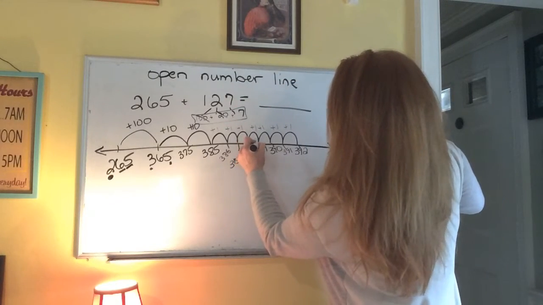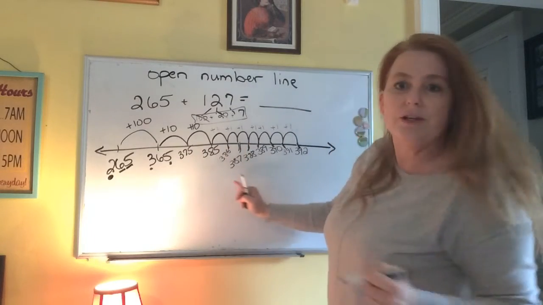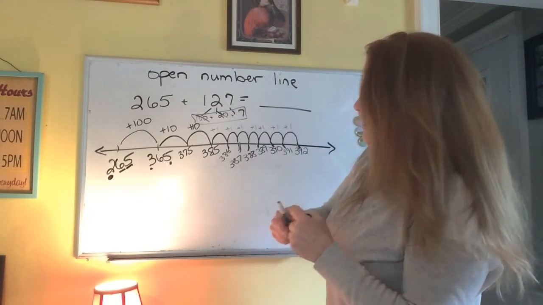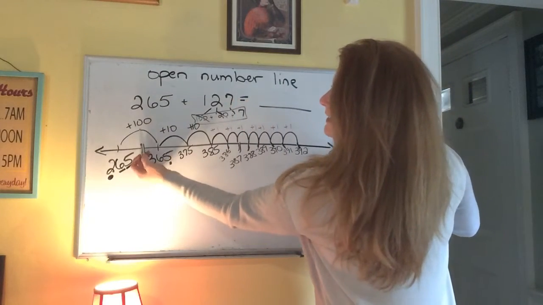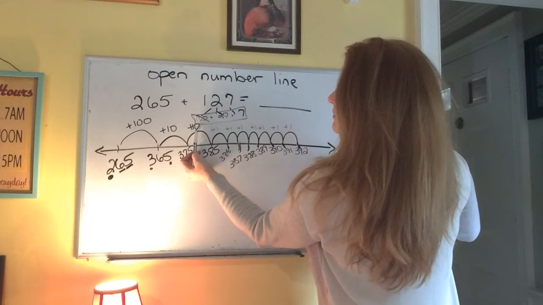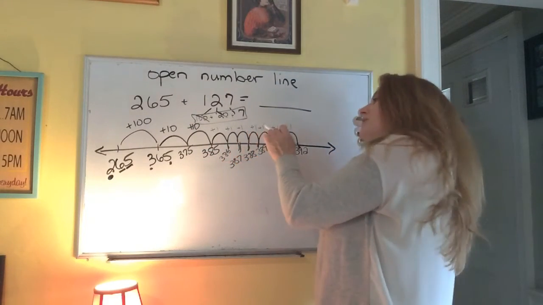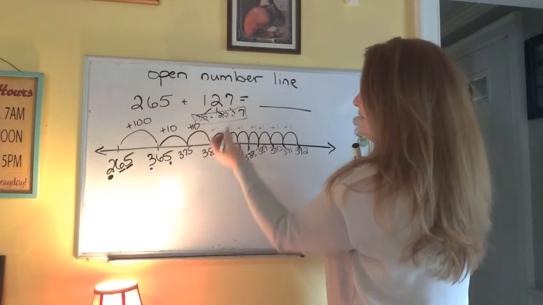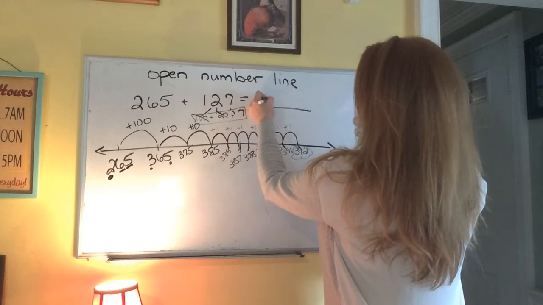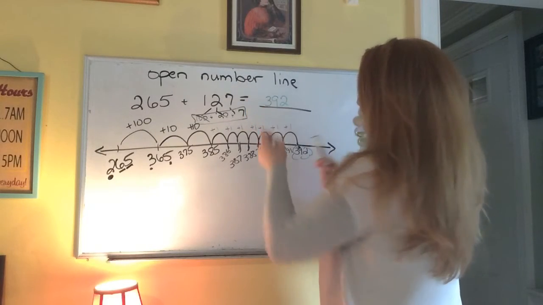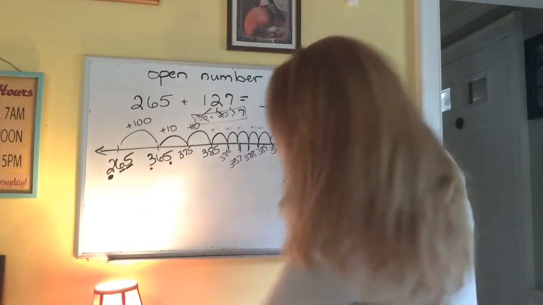You might have to sometimes draw lines to your numbers because these numbers are getting big, to make sure that you don't lose track of what you'd added. So when we check it, these jumps should add up to my second addend. 100, 110, 120, 121, 122, 123, 124, 125, 126, 127. And then my final sum is 392. All right, let's do one more.